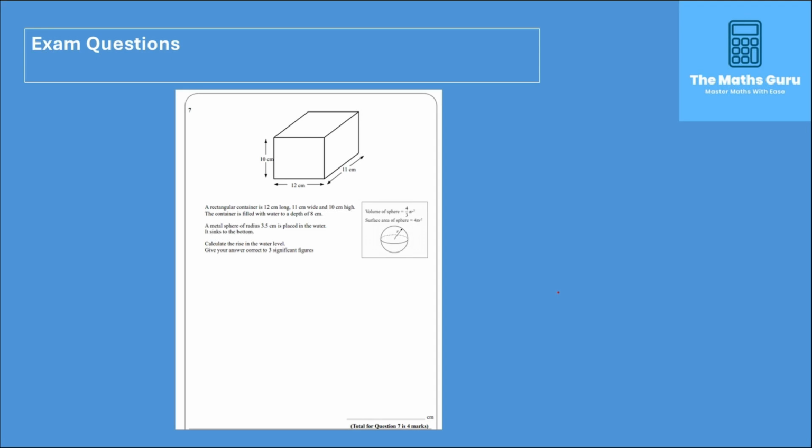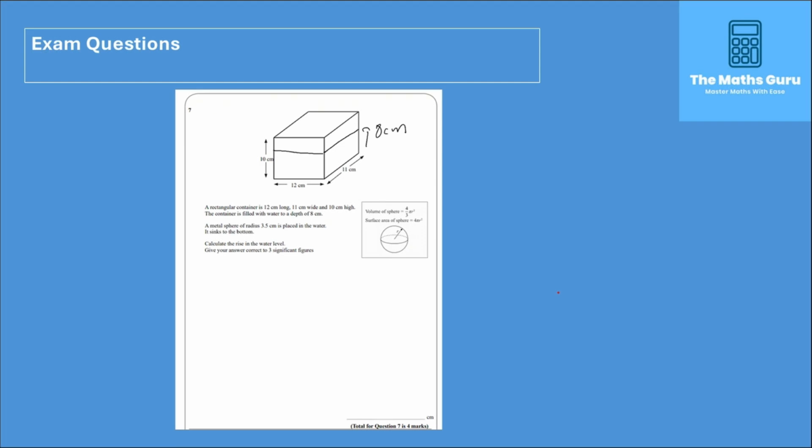Moving on to the final question today. It tells us that a rectangular container is 12 centimeters long, 11 centimeters wide, and 10 centimeters high. The container is filled to 8 centimeters. That is our 8 centimeters. A metal sphere of radius 3.5 centimeters is now placed in the water. It sinks to the bottom. Calculate the rise in the water level.